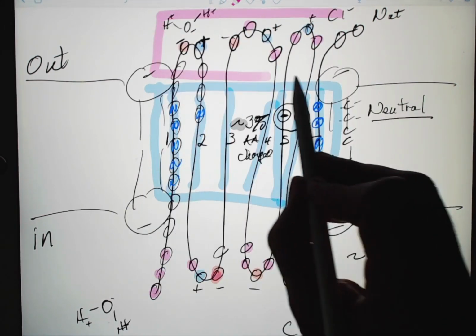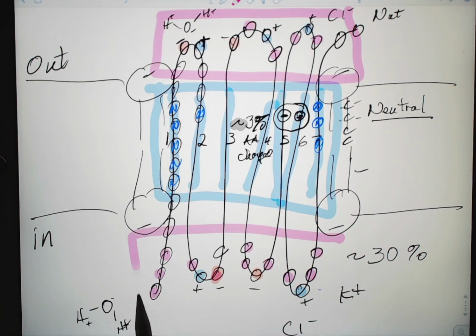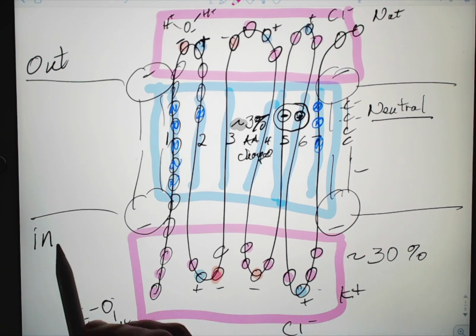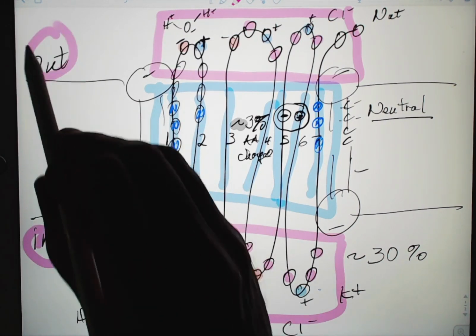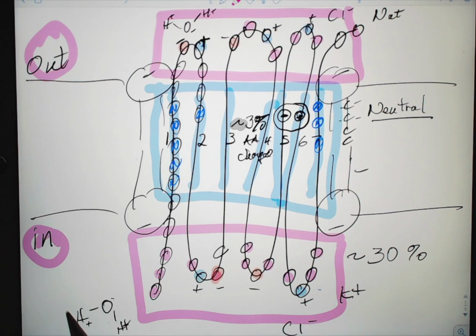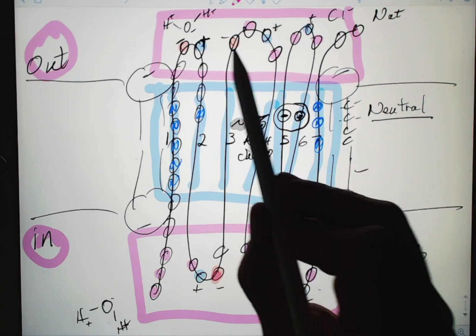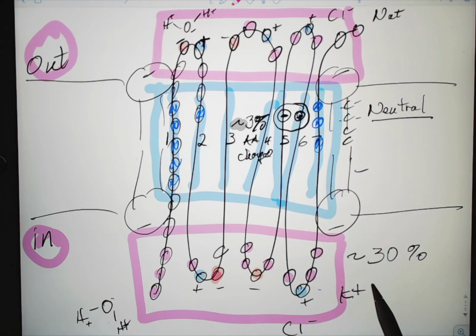In contrast, the parts of the proteins that are in contact with the cytoplasm on the inside or the extracellular matrix and fluid on the outside tend to have charged amino acids, and as I mentioned, about 30% are charged.